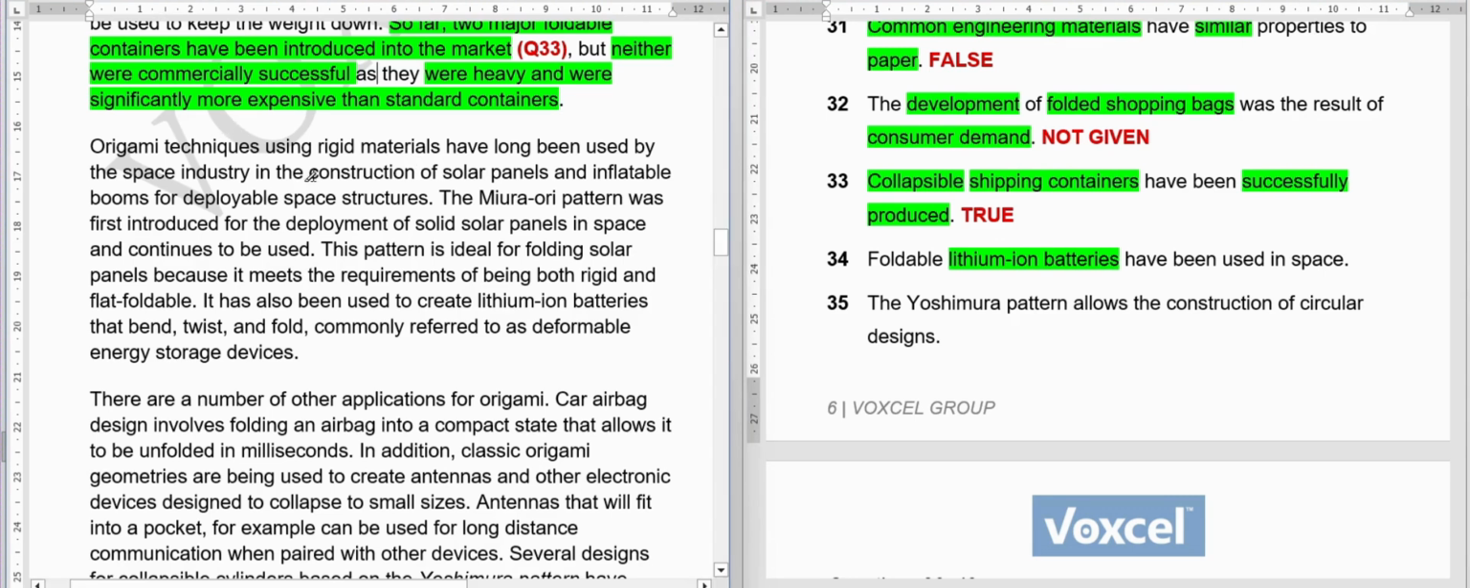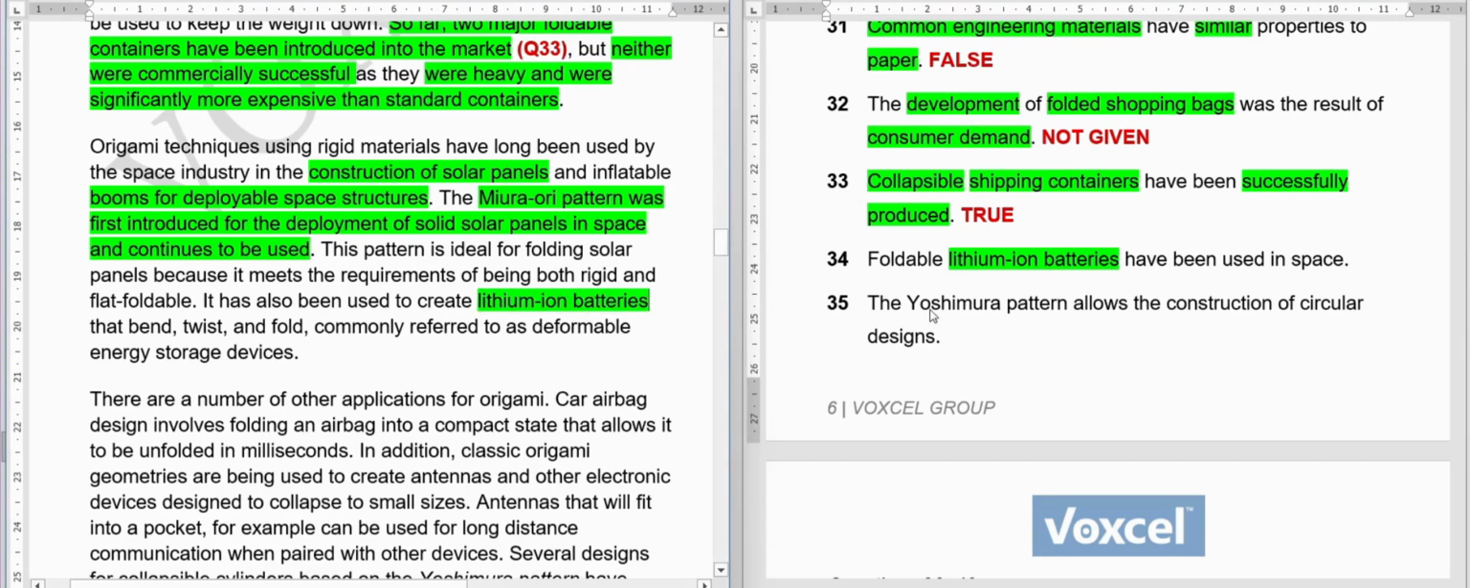So now they're talking about construction of solar panels and deployable space structures. The Miura-ori pattern was first introduced for the deployment of solid solar panels in space and continues to be used. So this particular thing we still use to deploy solar panels in space. This pattern is ideal for folding solar panels because it meets the requirement of being both rigid and flat foldable. It has also been used to create lithium ion batteries.